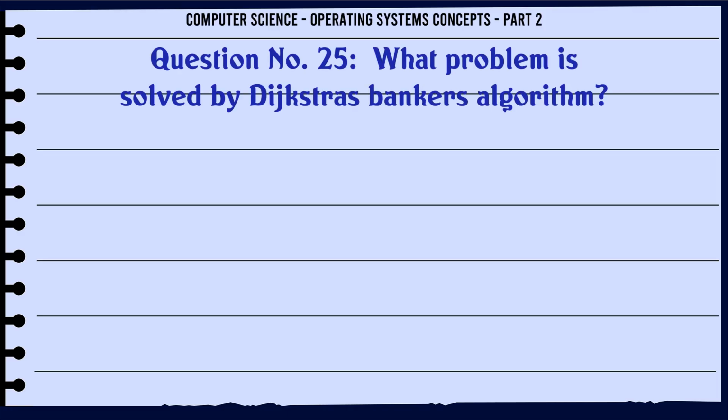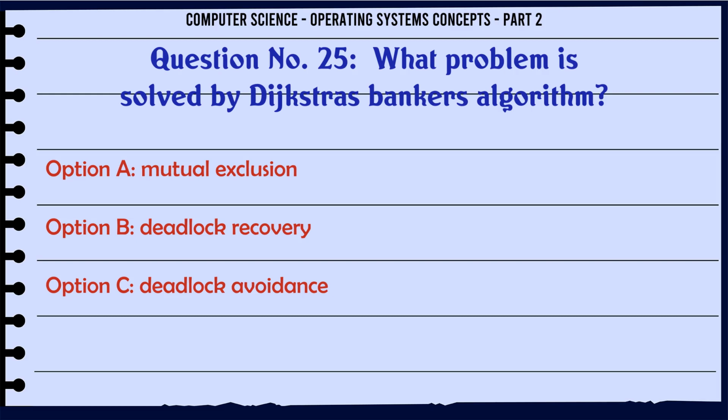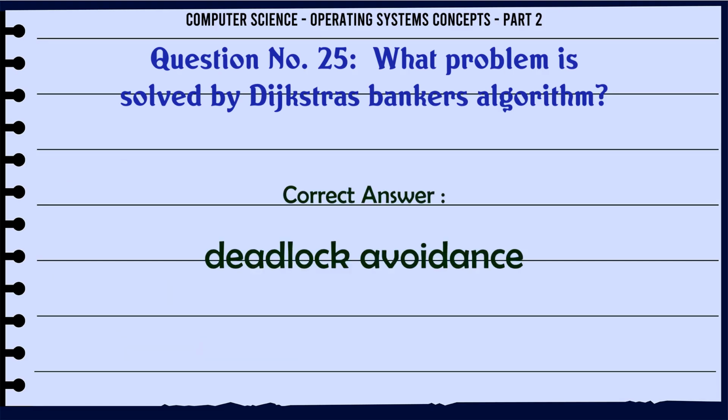What problem is solved by Dijkstra's banker's algorithm? A. mutual exclusion. B. deadlock recovery. C. deadlock avoidance. D. cache coherence. The correct answer is deadlock avoidance.